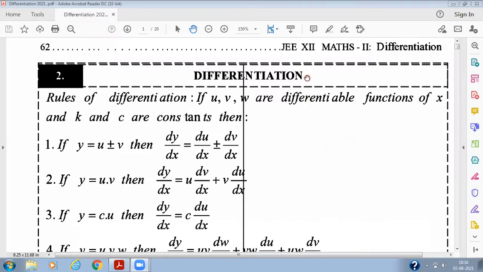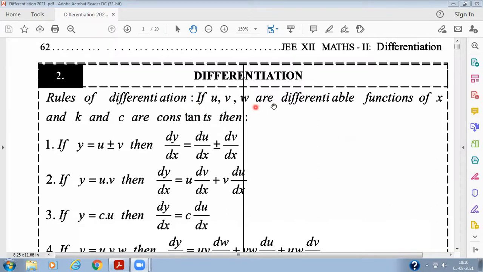So today we are going to start with differentiation for JEE. But before that, we will revise whatever we have done in differentiation in standard 11th as well as in 12th standard. So let's begin with rules of differentiation. Please concentrate on my cursor.